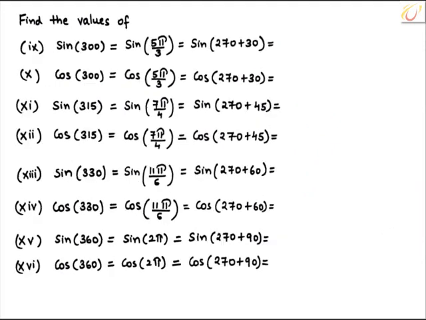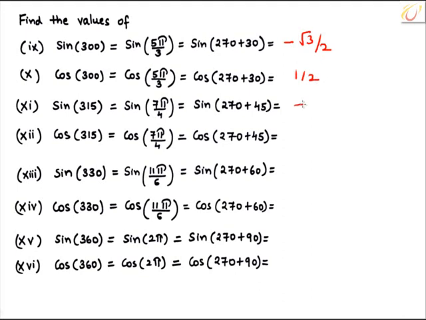Moving on, some more sums to do. Sine 300. How will we get 300? 270 plus 30. So please solve these sums. Check your answers. Sine 300 is minus root 3 by 2. Cos 300 is positive half.